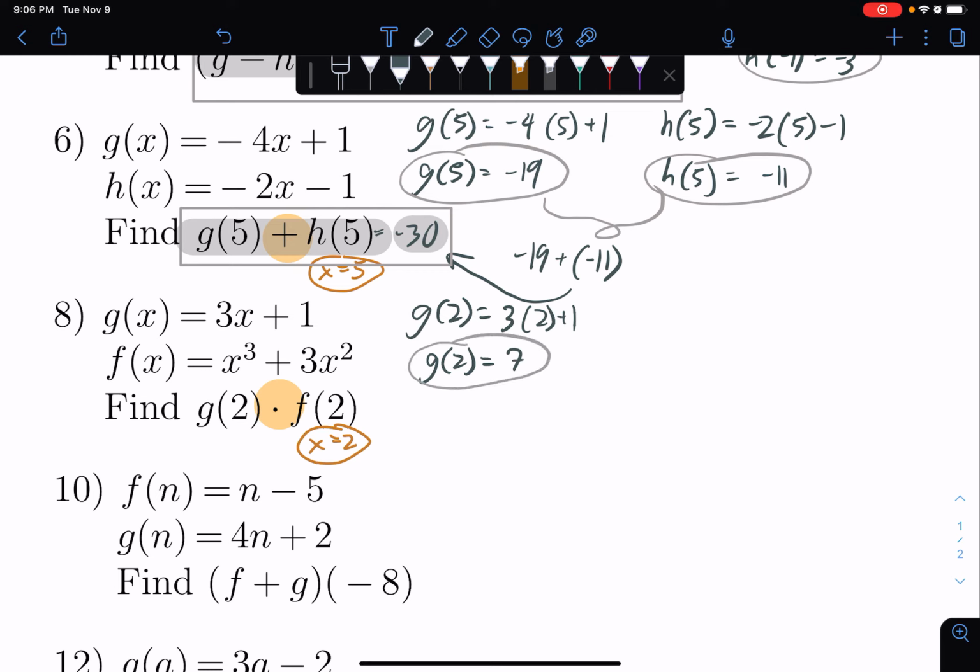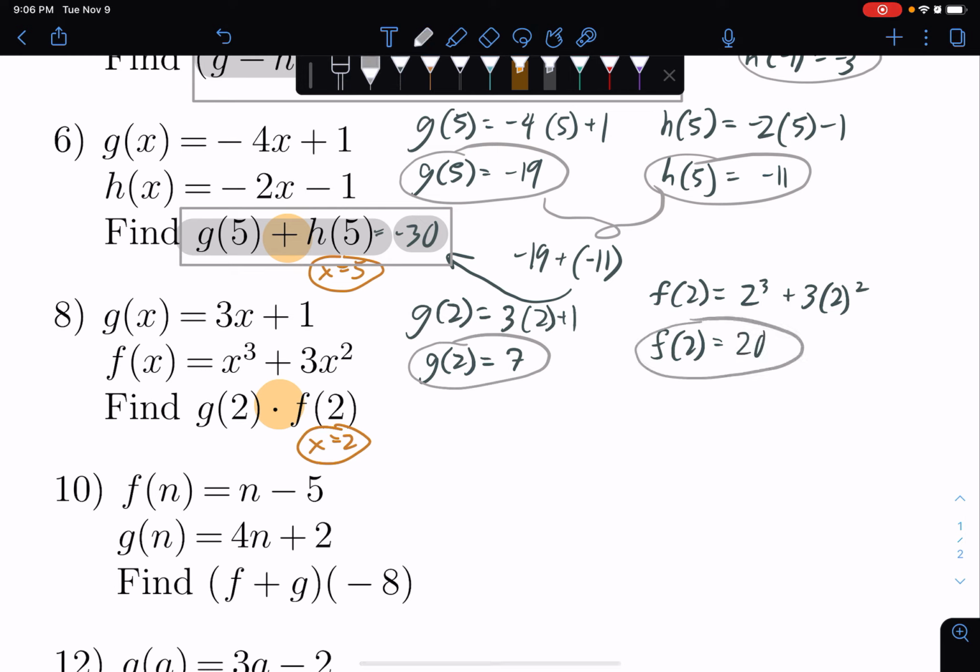And for solving f of x, in other words, we're solving for f of 2. It's equivalent to 2 raised to 3 plus 3 times 2 raised to 2. So f of 2, 2 times 2 times 2, 2 times 2 is 4, times 2 is 8. So 8 plus 3 times 4, 2 raised to 2 is 4. So 12 plus 8 is 20. Alright, positive 20.